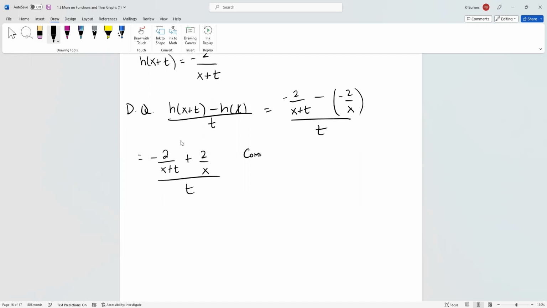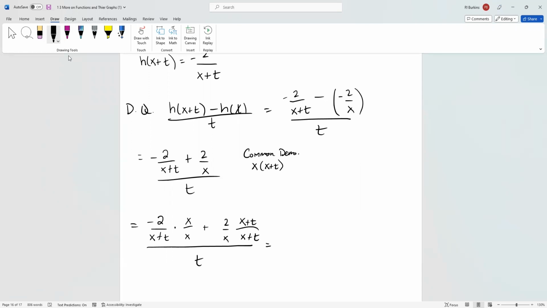So common denominator, okay? And the common denominator would be x times x plus t, which means whatever part that fraction is missing, I need to multiply top and bottom. So this becomes minus 2 over x plus t. Now it's missing an x, so I'm going to multiply by x over x. The second fraction has an x already, so I need to multiply it by x plus t, top and bottom. Okay, still all over t.